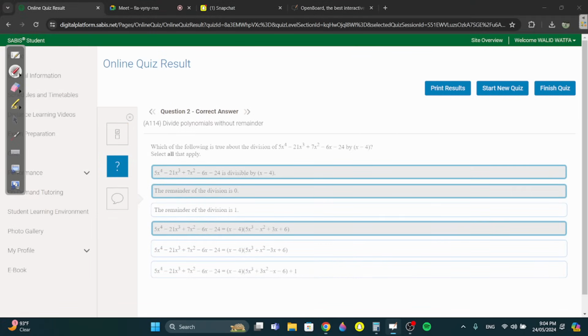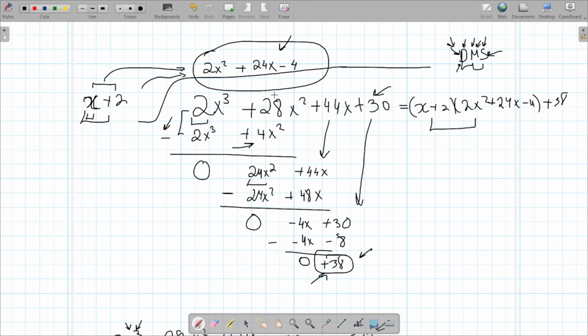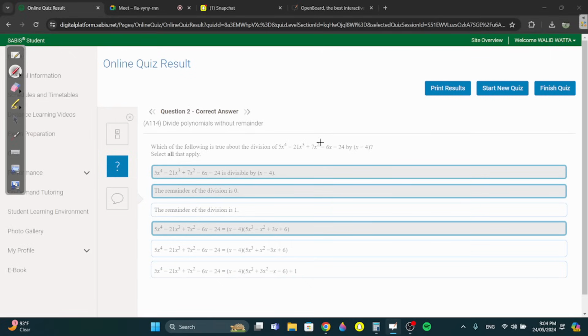Yeah, okay. So what is true about the division of this 5x to the power 4 minus 21x to the power 3 plus 7x to the power 2 minus 6x minus 24 by x minus 4? For your sake, I'm going to solve with synthetic division because I find it way easier. Okay? If you want to solve with long division, just rewatch what I did here and do the same. Okay? Let's see. 5x to the power 4, we want to divide by x minus 4. Synthetic division. Arrange all your coefficients. 5, minus 21, 7, minus 6, minus 24.